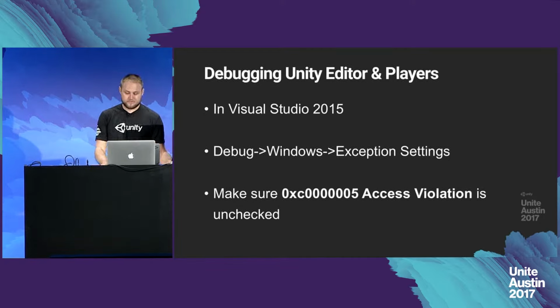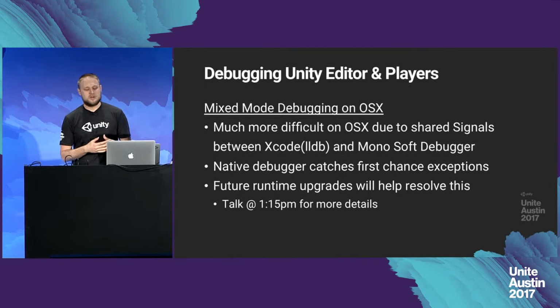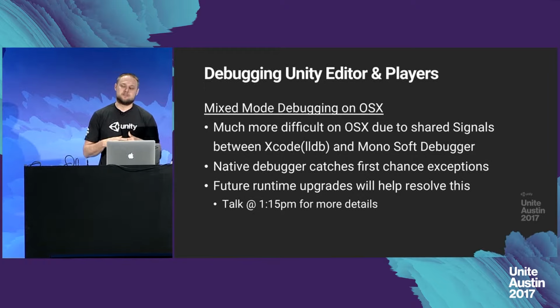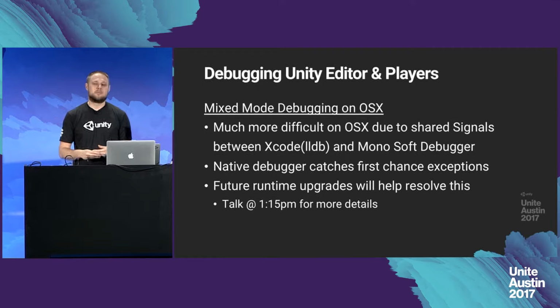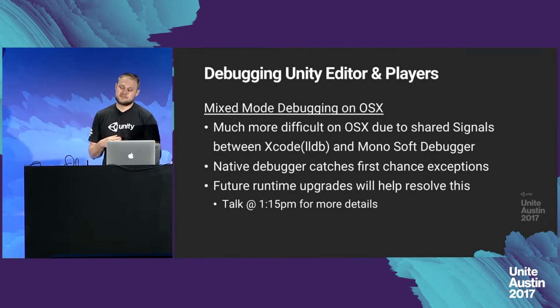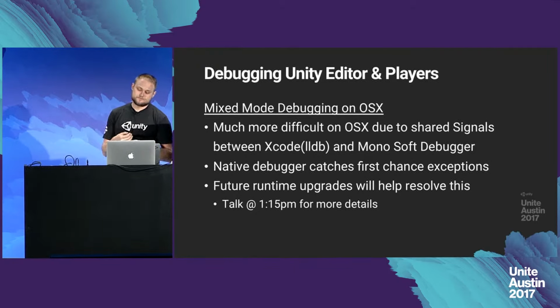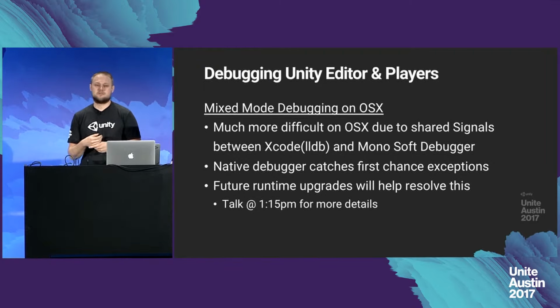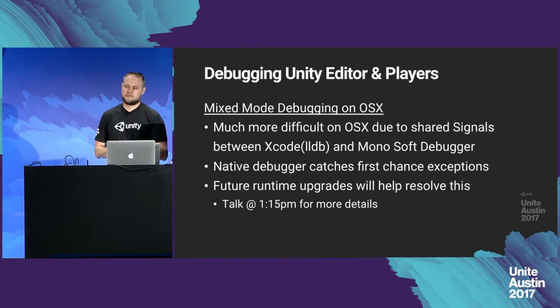It's pretty simple. On OS X, it's a bit harder. As of today, debugging native code and managed code at the same time is not impossible, but it's a bit of a struggle. That is because on OS X, Xcode, which uses the LLDB debugger, uses the same kind of signals that the Mono soft debugger uses on OS X, which means that there's a lot of crossover on the signals, and you end up with the same problem, but it's not solved as easily.